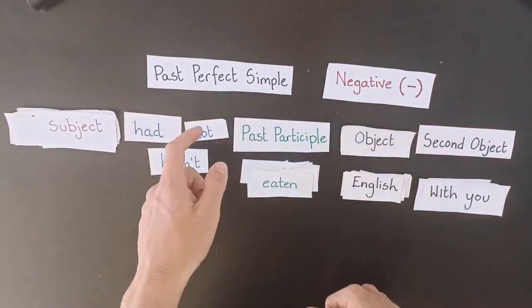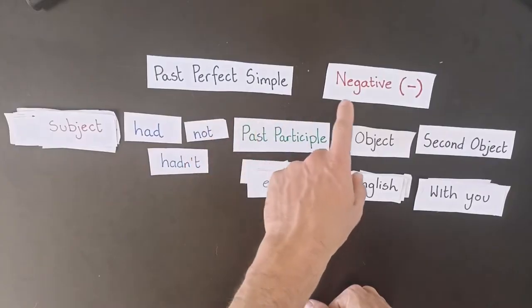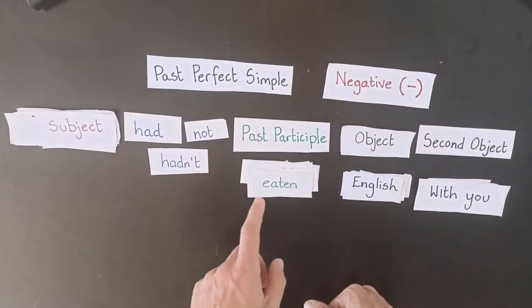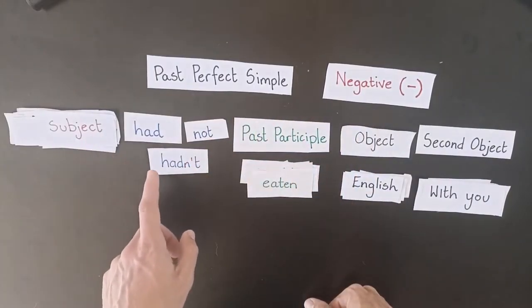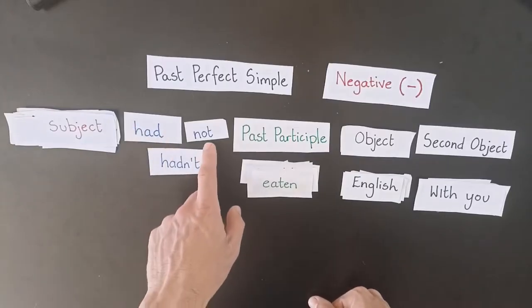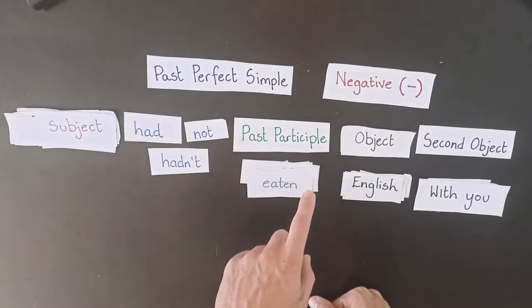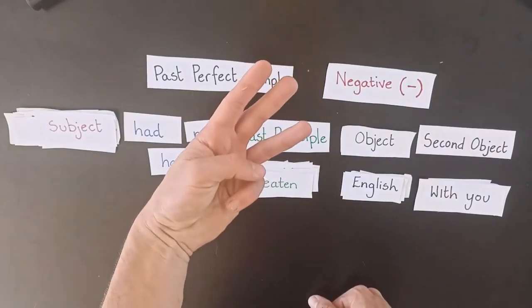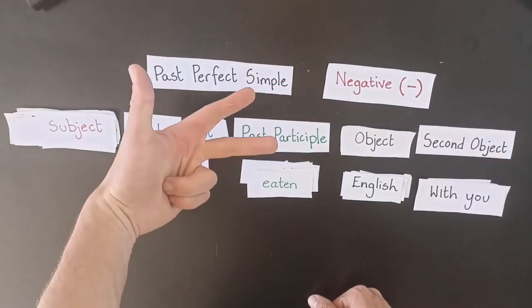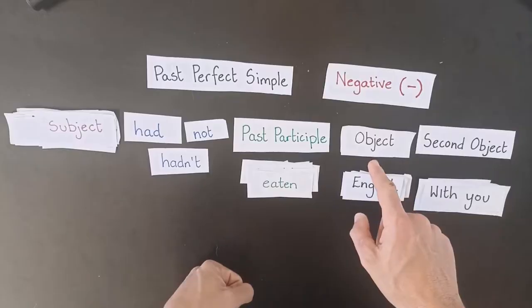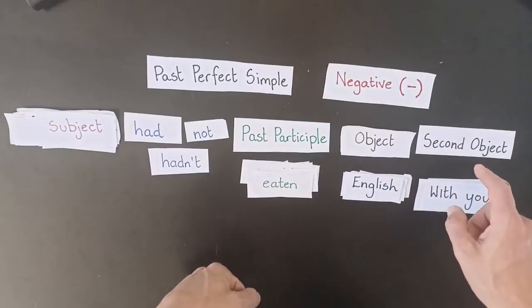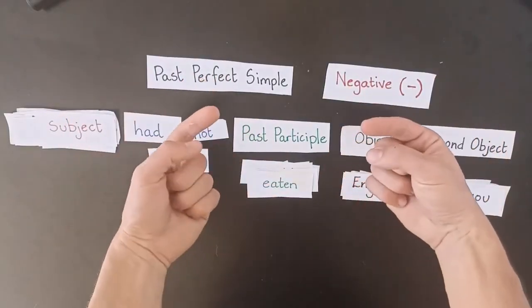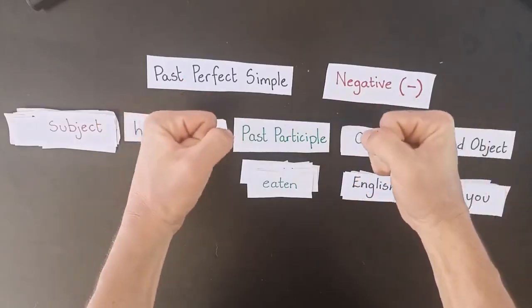Hope you're good. Today we're doing the past perfect simple in negative. Okay, we've got subjects, we've got had, we've got not, we've got past participle, which is the third form of the verb. For example, eat, ate, eaten. We've got the object and we've got a second object. Why? Don't ask why. You know, because you rock.